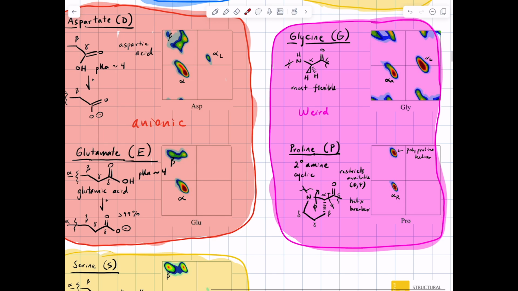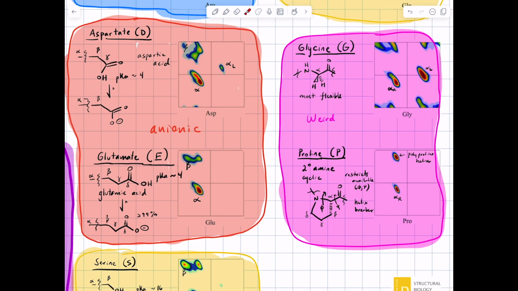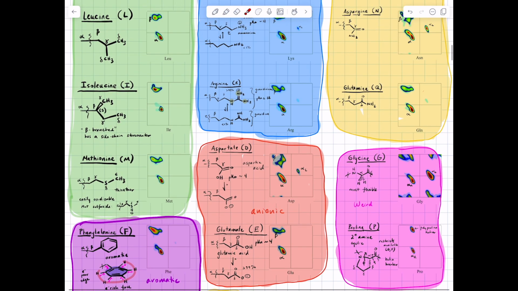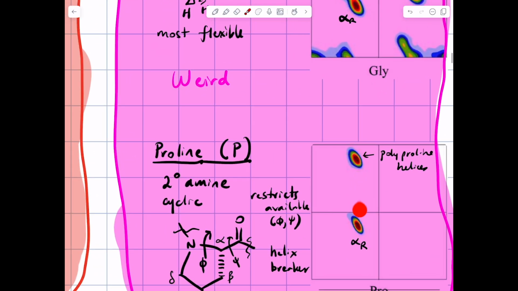And you see that when comparing the proline amino acid to any of the other amino acids. Let's compare proline to, say, leucine or isoleucine. All of these have spots over here at psi values that are getting close to 150, 160. Proline doesn't because the ring prevents it. So proline is much less flexible than the other amino acids are.